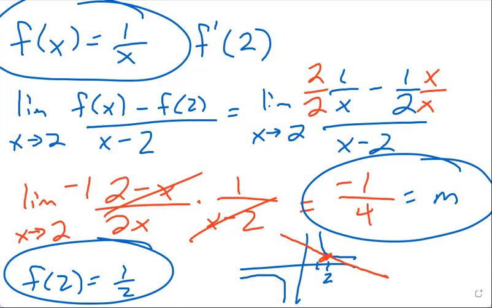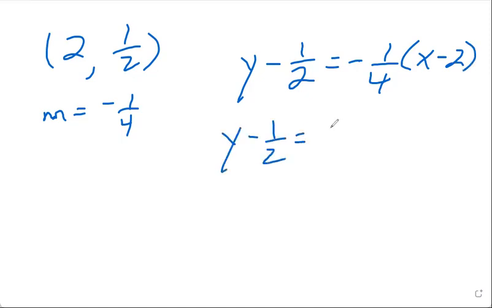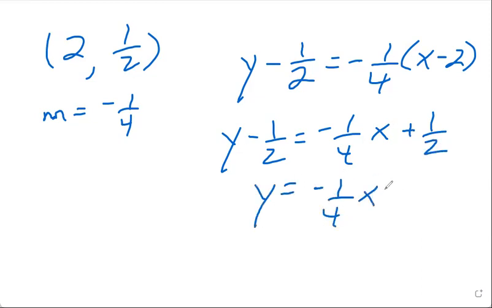Ready? 2 comma 1/2 is the point, and the slope is negative 1/4. So y minus my y coordinate equals m times x minus my x coordinate. Distribute: negative 1/4 x plus 1/2. Add the 1/2 over, and that was the equation of the tangent line from the last slide.